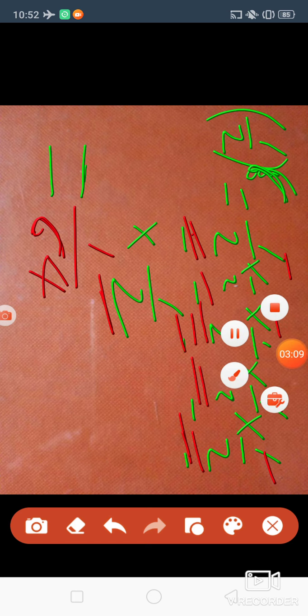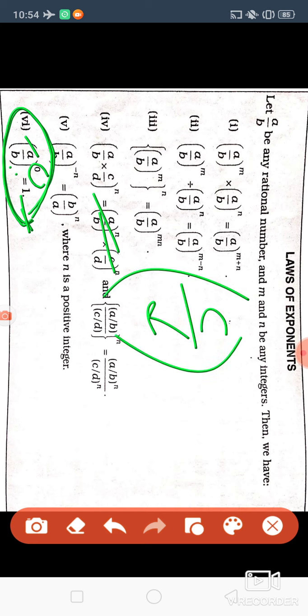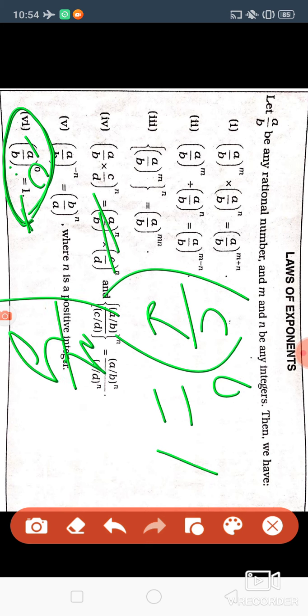Now we'll move to the next part. Now come to the next part. We'll deal with this part. This fourth part, we'll do at last. First of all, let us complete the easy one so that it will become easy to solve the other questions. So (a/b) to the power 0. Here it is 0. How much are we getting? 1. Any number a/b or c/d to the power 0 is equal to 1. (x/y) to the power 0 is equal to 1.